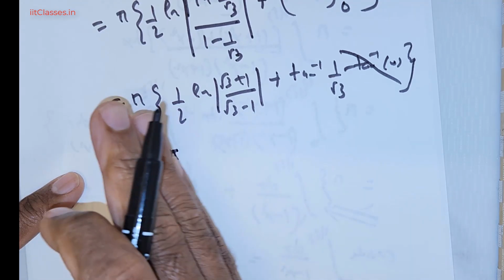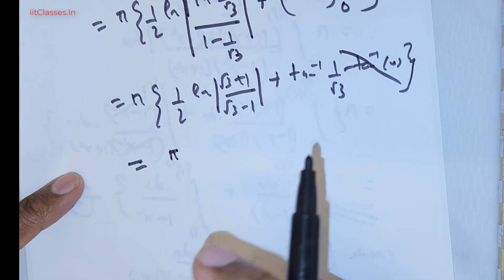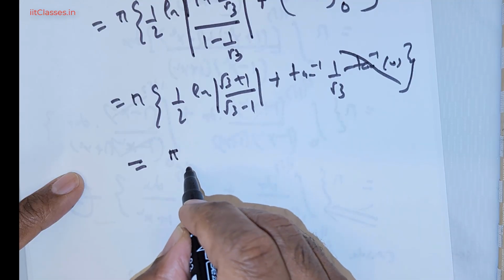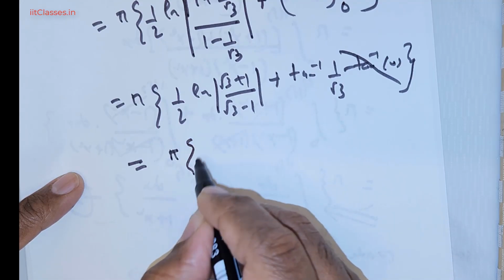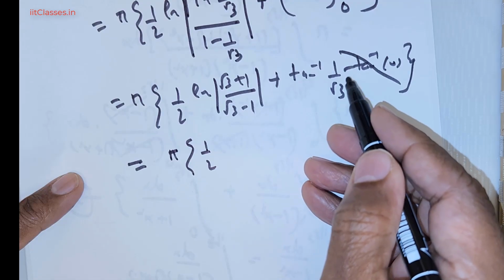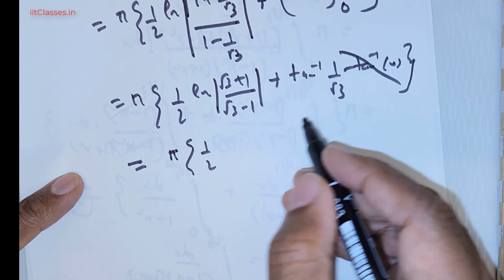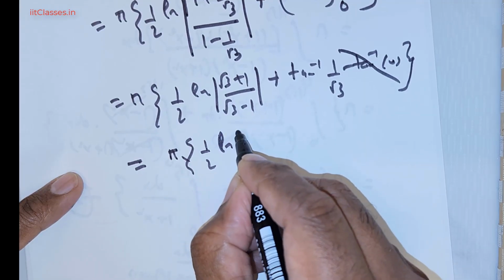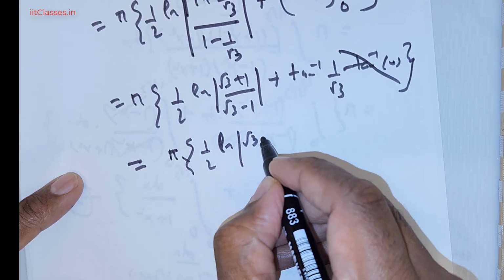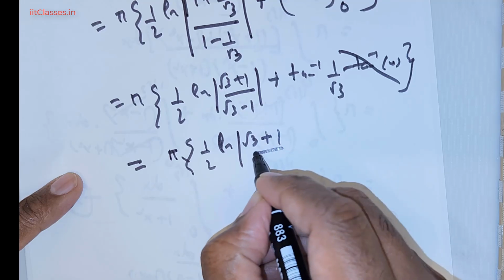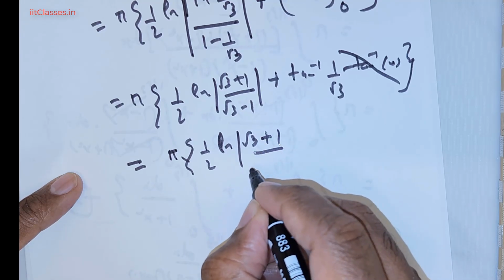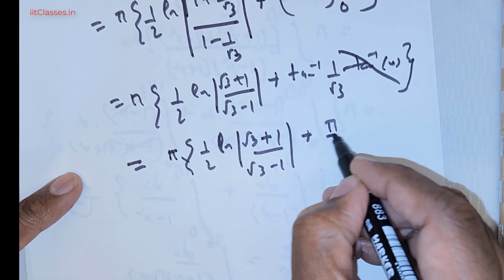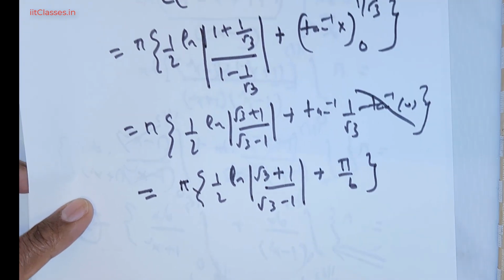So this is equal to, pi is actually flowing all the way through, right? So I will have to write this 1 over 2 ln of (root 3 plus 1) divided by (root 3 minus 1). Now tan inverse of 1 over root 3, that is going to be pi over 6. Okay, this is what we have now.